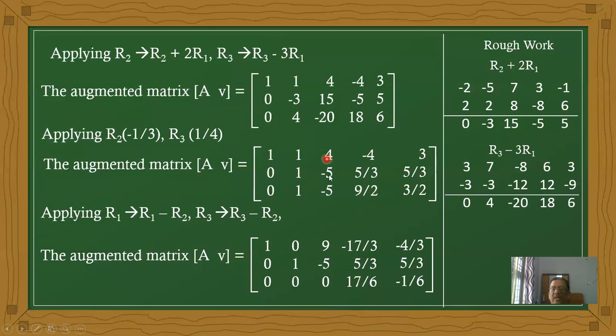4 and 5 plus 5, 9, and subtraction of these two values, that is minus 17 by 3. Subtraction of these two values, 3 minus 5 by 3, it is minus 4 by 3. There is no change in the second row, and the third row values become 0, 0, 0, and 17 by 6 and minus 1 by 6.